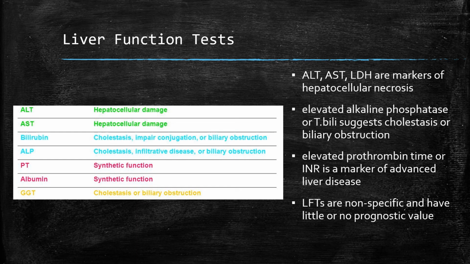We can use a variety of our liver function tests to sort of gauge problems. In other words, the transaminases are used as markers of hepatocellular necrosis. An elevated alkaline phosphatase or total bilirubin suggests cholestasis or obstruction. Perhaps the most useful marker of overall liver function is the INR. Since synthetic function of the liver is relatively preserved until the end, a patient with a markedly elevated INR is a patient who probably has a very poorly functioning liver.